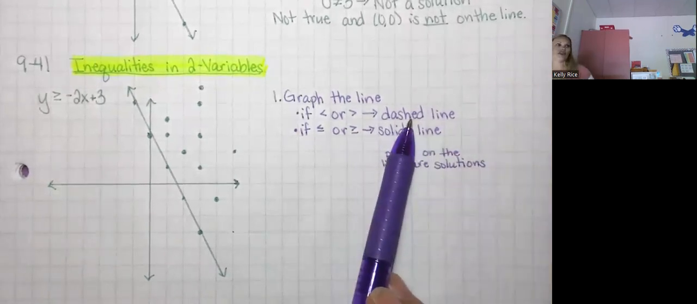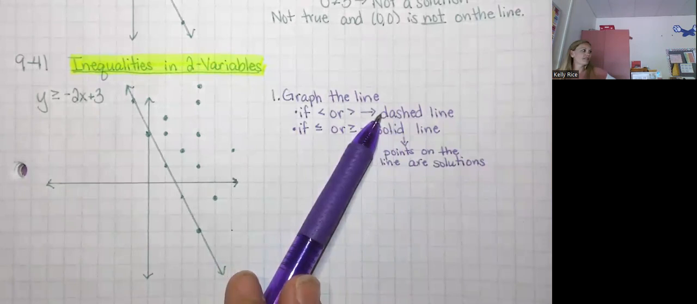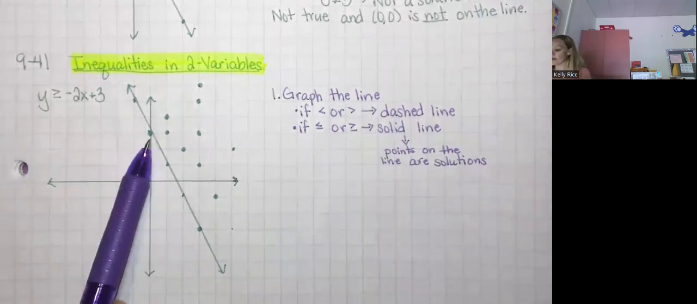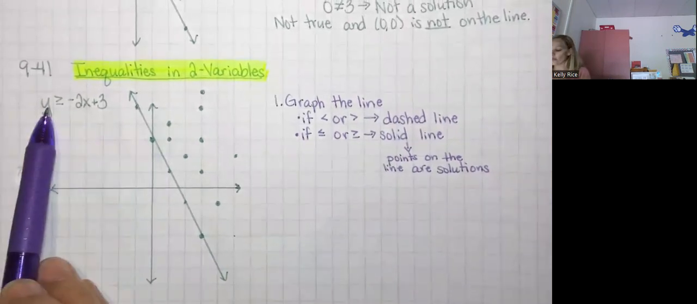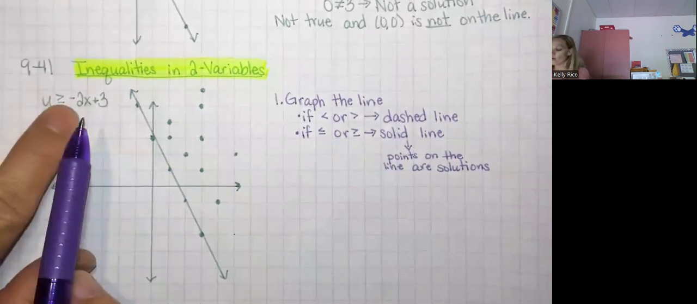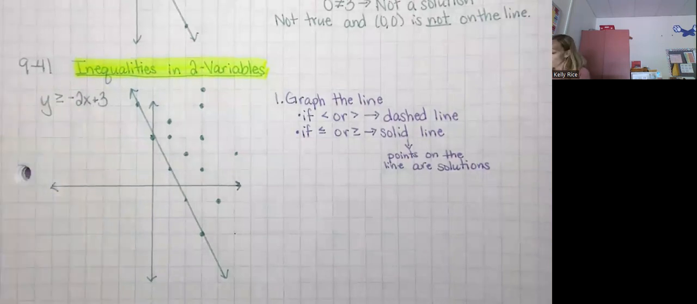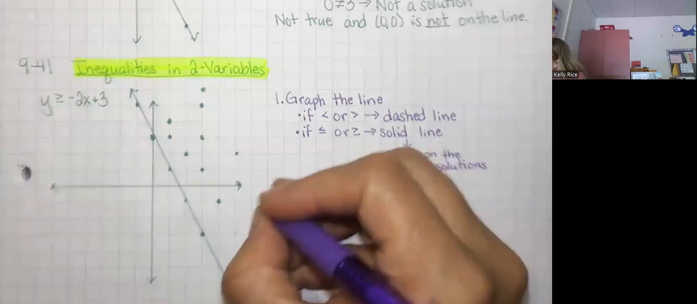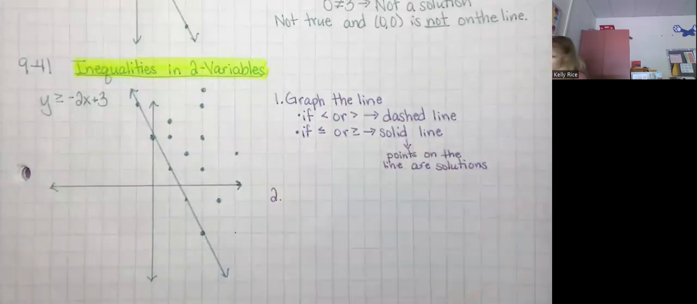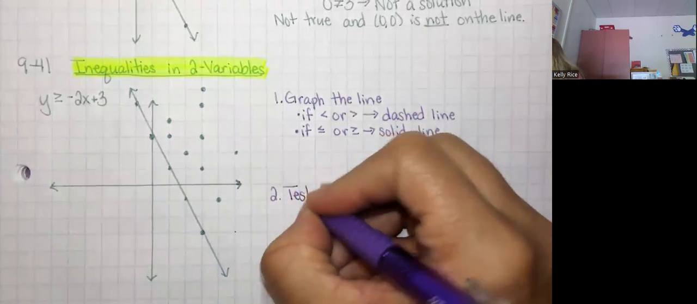If it's a dashed line, do you think points on the line are solutions or are not solutions? Are not, it's the opposite. So if we plug this point in here, 0, 3, you get 3 is greater than or equal to 3. If it didn't have the or equal to, it would just say 3 is greater than 3, which isn't true. So you graph the line solid or dashed. Step 2, test any point. For this problem, we tested a lot of points. Any point not on the line.